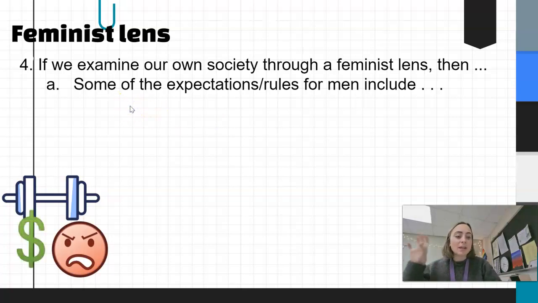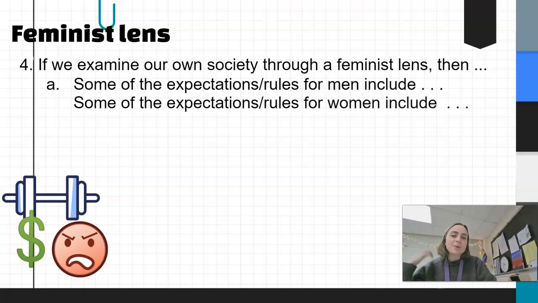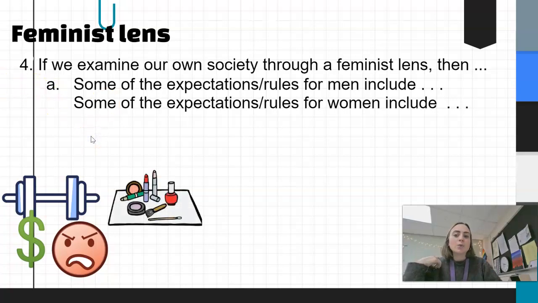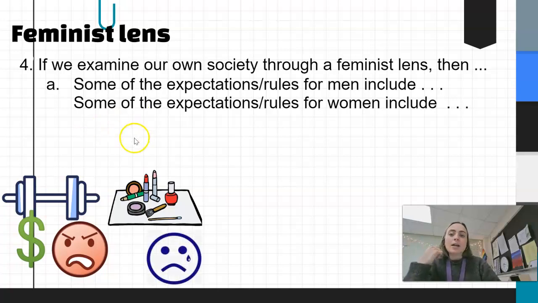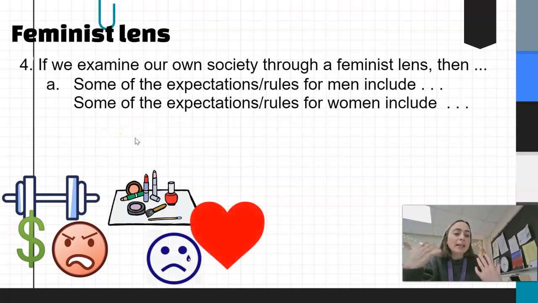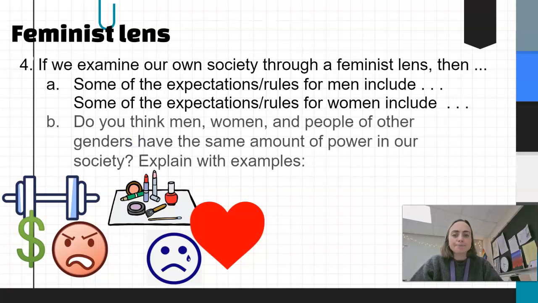Maybe men need to be the one to make the money, and it feels like they're not achieving their masculinity if they're not making money. What are some of the expectations or rules you see for women in our society, at Cooper, in your family, etc.? Do women need to like makeup and shopping and be really girly? Do they need to be really caring and empathetic and take care of children? All of these things. So what kind of expectations do you see for different genders?